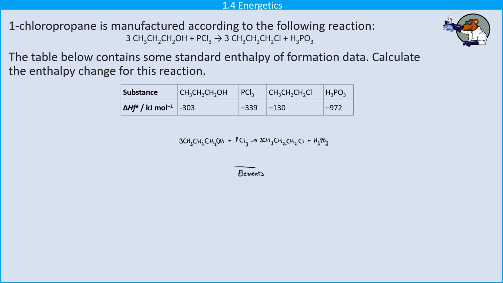So I am literally just going to write a box that says elements, and I'm doing that as a time-saving thing. It's going to take me a while to figure out what those elements are and what their standard states are, and you don't get any credit for it. So just don't do it.